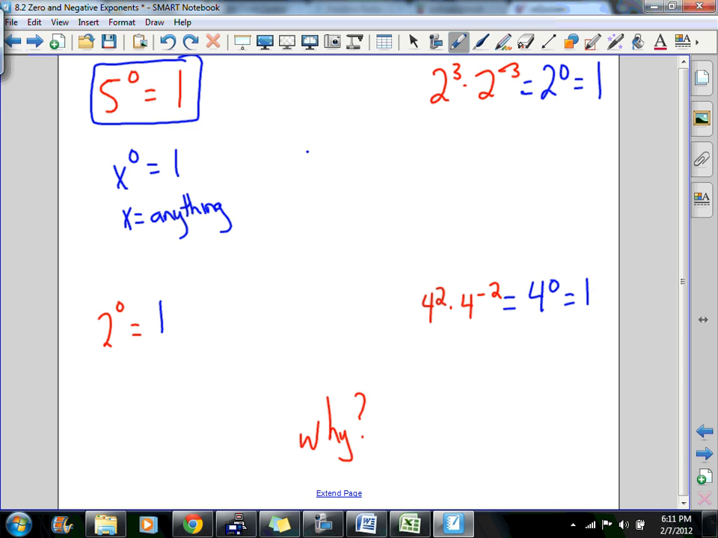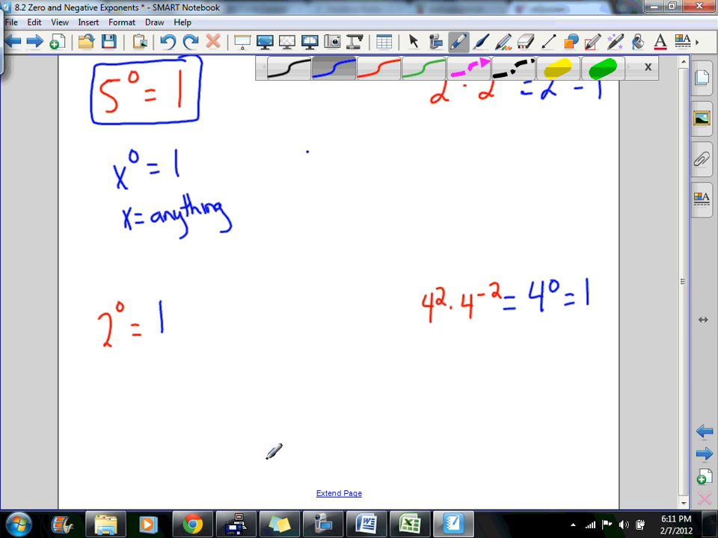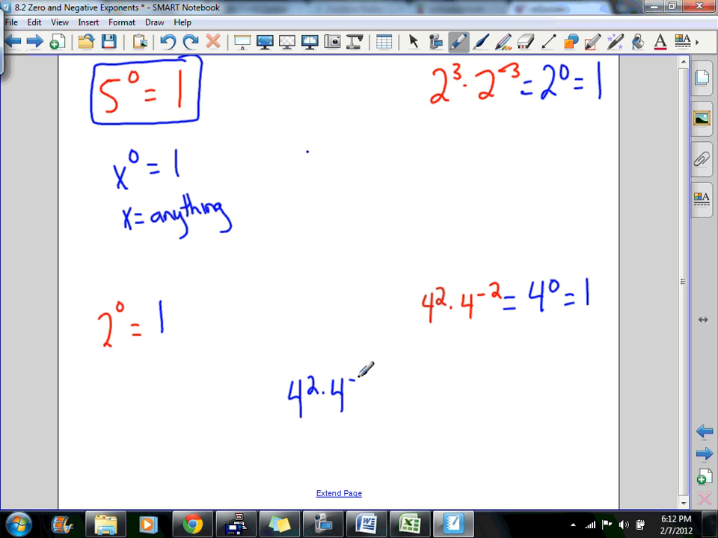And I have to ask myself, why? Well, here's why. 4 squared times 4 to the negative 2. If we left the 4 squared on top, that would give us 4 times 4. And if we wanted to move these to the bottom, that would give us 4 times 4 on the bottom, which would be 4 squared over 4 squared. Well, that would equal 16 divided by 16. And we know that 16 divided by 16 is 1.